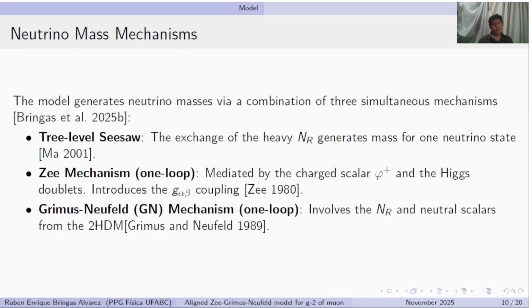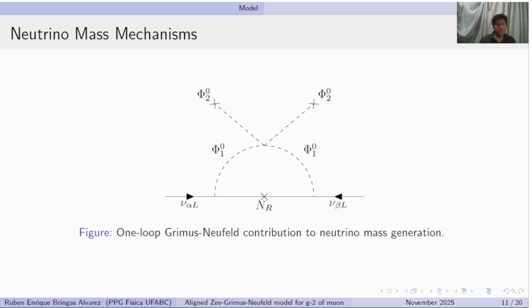And we don't only generate neutrino masses. Another advantage of combining these mechanisms is that we can use low-scale particles. We don't need to use very heavy particles, and the advantage is that we can correct the discrepancy. Okay, as you can see, this is the one-loop Zee-Grimus-Neufeld diagram, a low contribution to the neutrino masses.